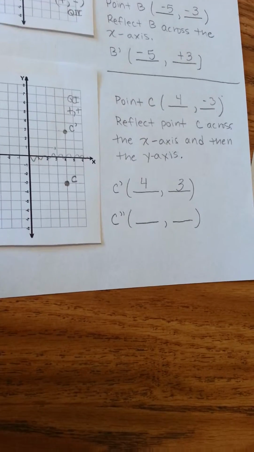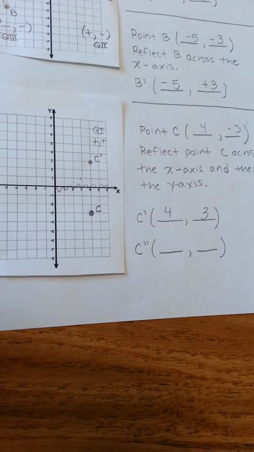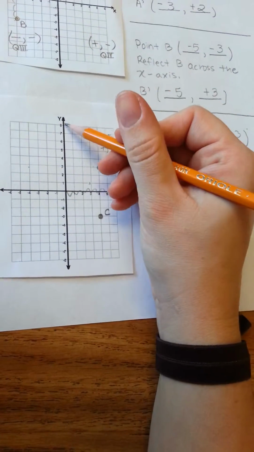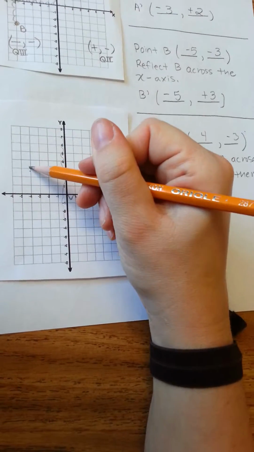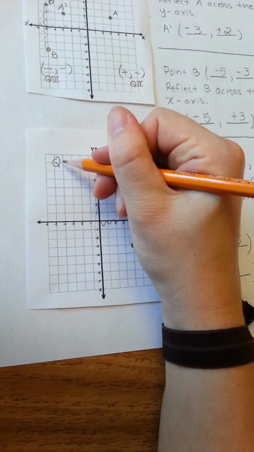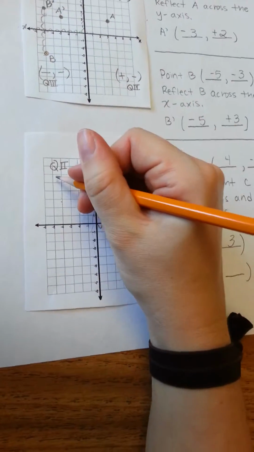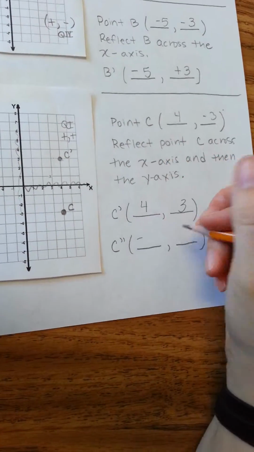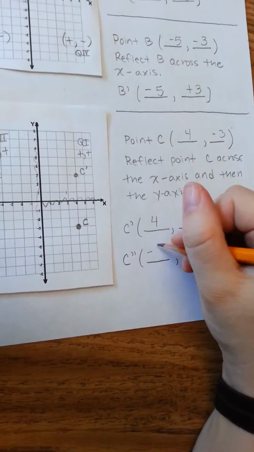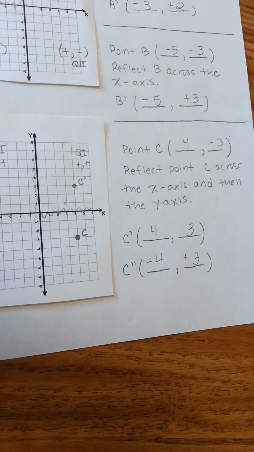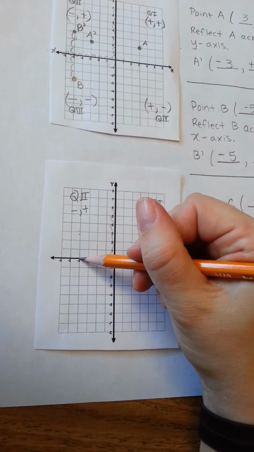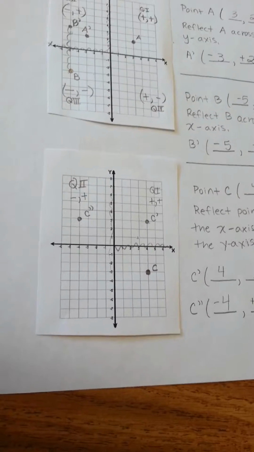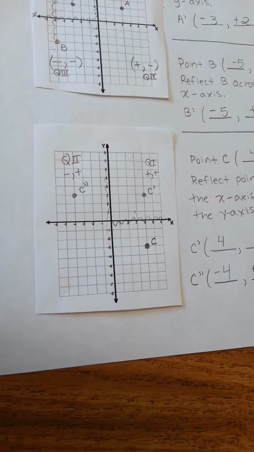Now it mentions that I should reflect it across the y-axis. So I'm going to take this number and reflect it across the y-axis, hopping right over this y-axis. That's going to place me in quadrant 2. Quadrant 2 is negative, and then it's positive. So my first value will be negative, my second will be positive. Negative 4, positive 3. Let's go ahead and see where that ends up. Negative 4, positive 3. Does that look about right? Yes, it does. Great job, students.